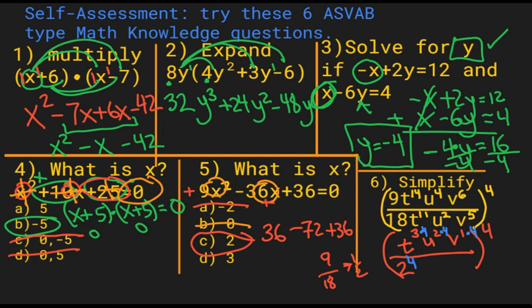Leaving me, in the end, with t to the 4 times 3 is 12. U to the 4 times 2 is 8. V to the 1 times 4 is 4. Now 2 to the 4th power, the 4 tells you how many 2's to multiply together, so I'm going to multiply 4 2's together. 2 times 2 is 4, times 2 is 8, times 2 is 16.